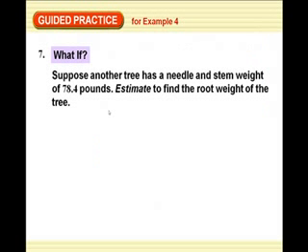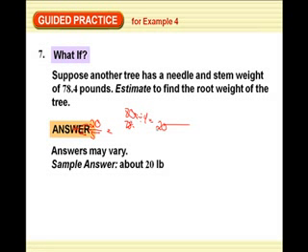Okay, so suppose another tree has the stem weight of 78. Okay, so it was the same problem. It was 20 to 5, which is 4 times. So 78, this is 4, the number compatible. You're either times by 4 or divide by 4. So I'd round this to 80. Divided by 4 would be 20. So the root weight would be about 20 pounds.